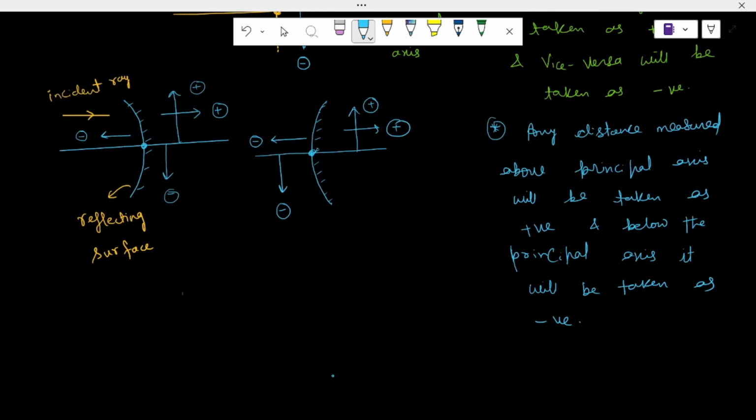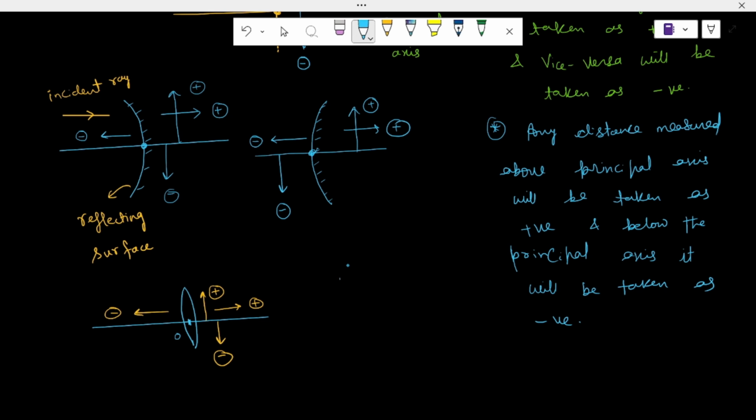For lenses, the two types of lenses, as we know, this will be the optical center, O. So this will be the origin, O will be taken as origin. Anything measured in this direction will be negative, anything measured in this direction will be positive. Above the principal axis positive, below the principal axis negative.